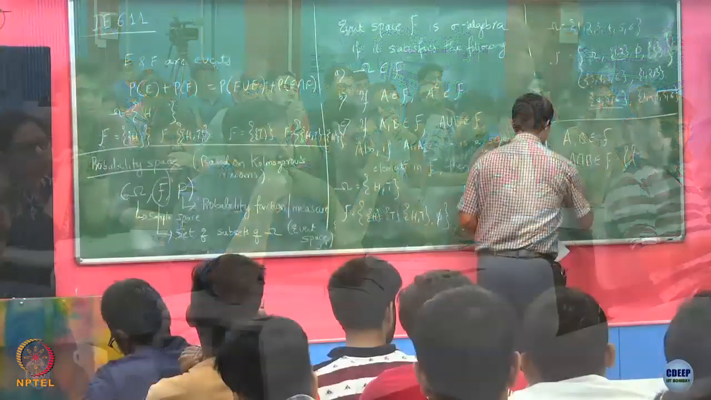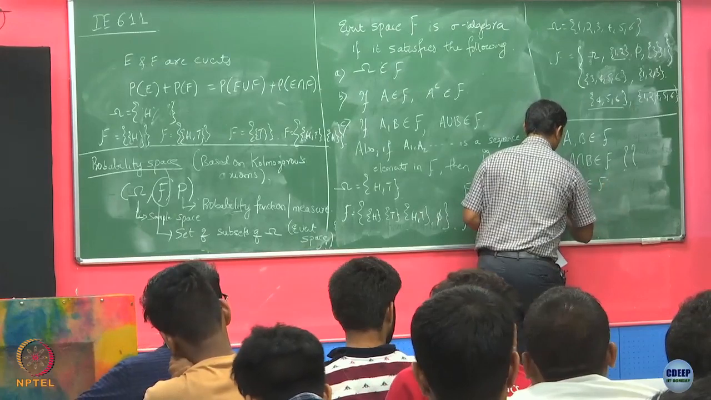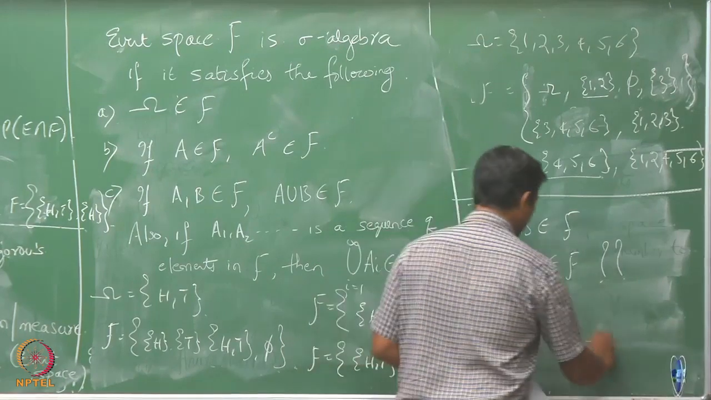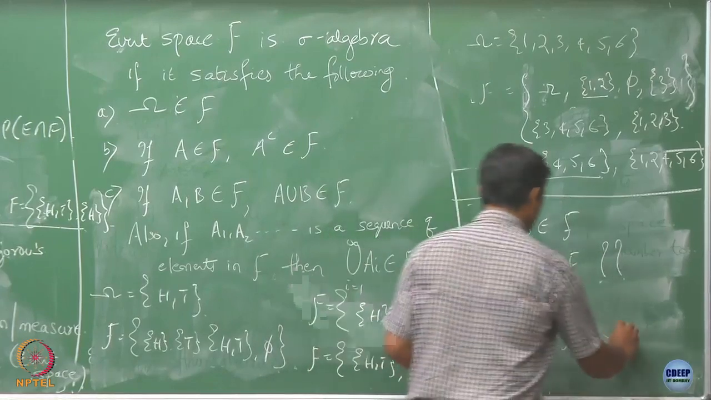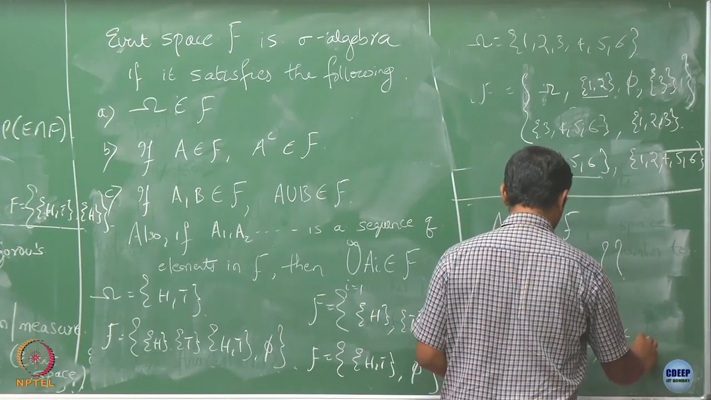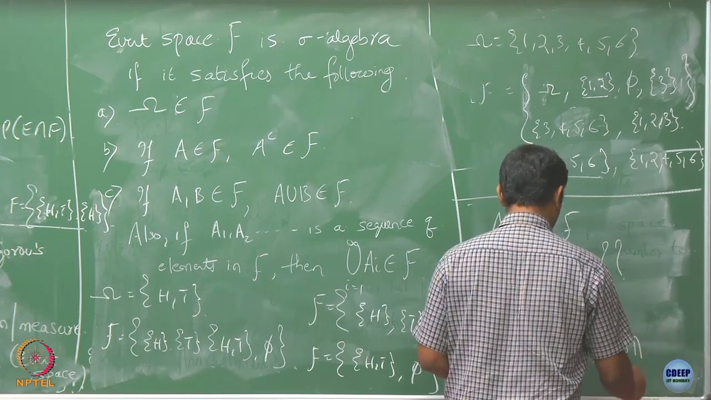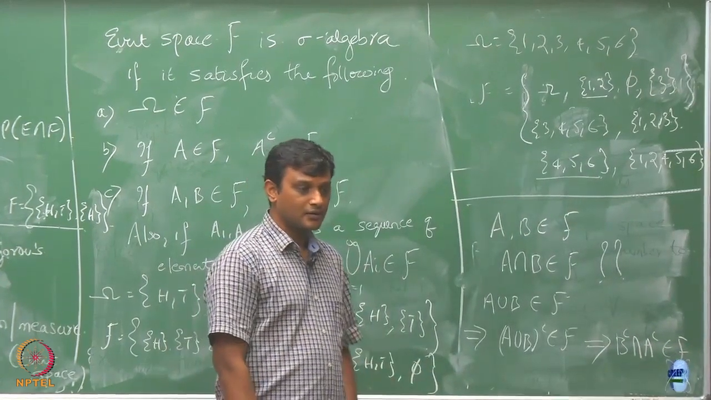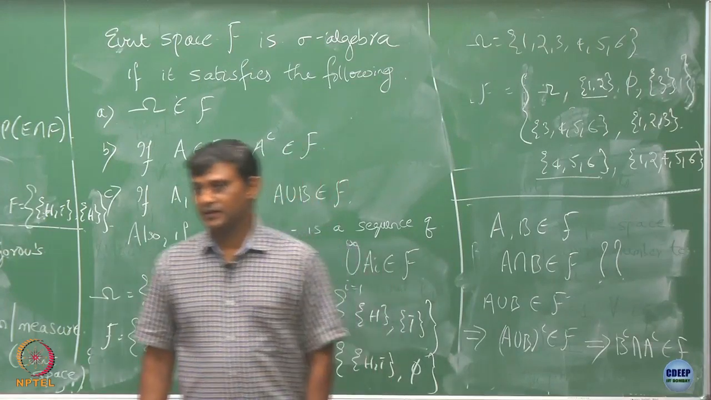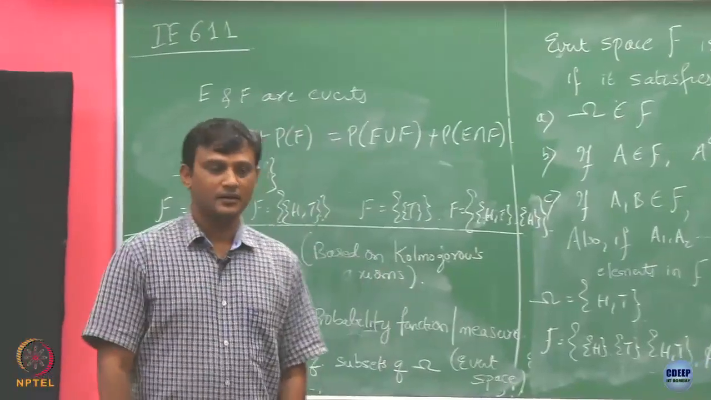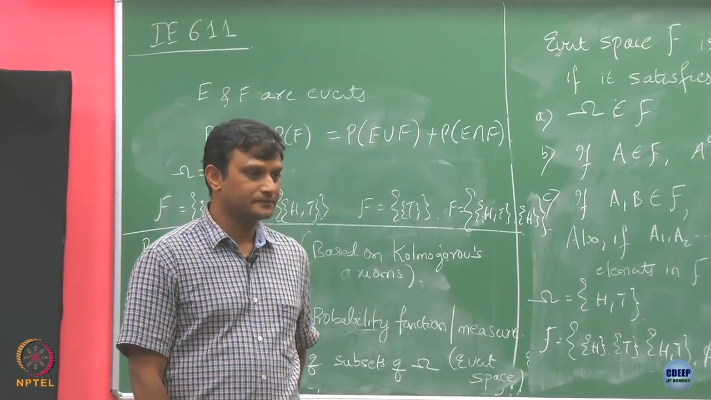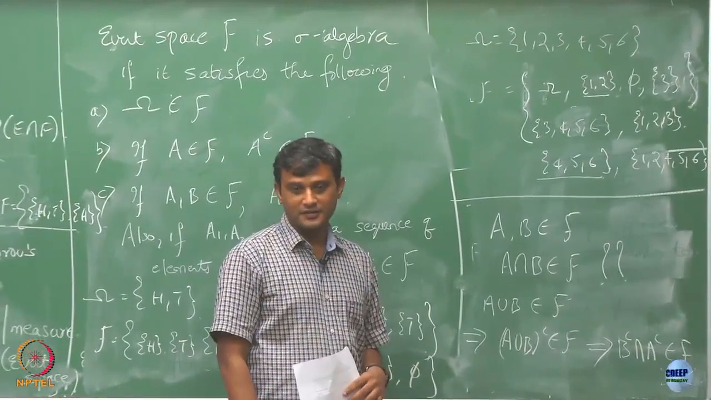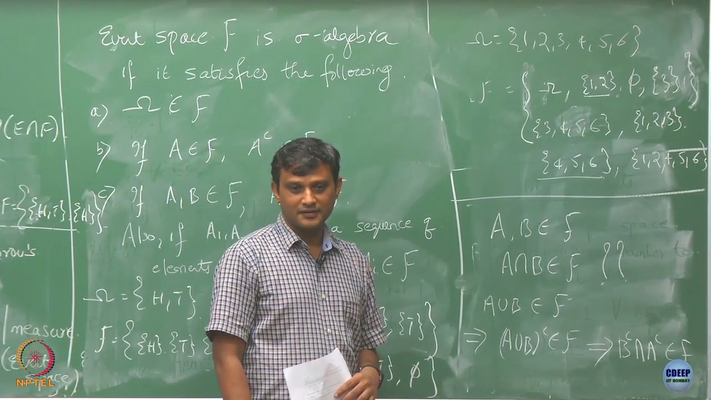Because A union B, then you invert it. Okay, tell me, A union B belongs to F. This implies, then, B complement and belongs to F. So does this imply A intersection B belongs to F? Okay, start wherever you want. What do you want to start with? A, B belong to F, so A complement and B complement belong to F. Fine.